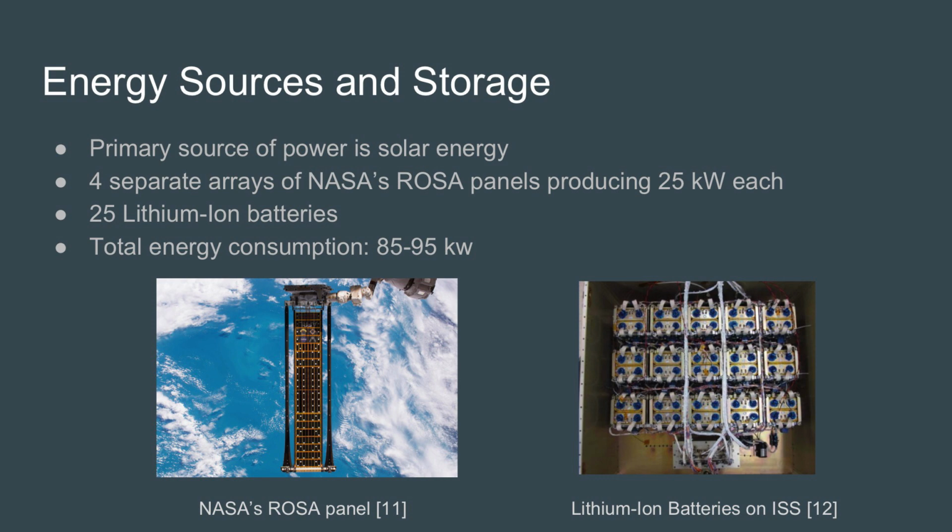We estimate the energy usage of our station to be between 85 to 95 kilowatts. And this number was derived from looking at the ISS's current energy usage, which hovers around 100 to 110 kilowatts. And they have a lot more energy-intensive research projects, which we will not include, making our station use between 85 to 95 kilowatts of energy.